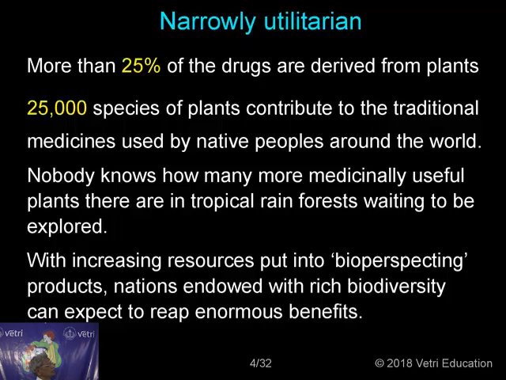More than 25% of the drugs are derived from the plants. As I was telling you, 25,000 species of plants contribute to the traditional medicines used by native peoples around the world. Nobody knows how many more medicinally useful plants are there in tropical rainforests waiting to be explored. So, many plants remain unexplored. They are in the tropical rainforests where man cannot approach and have a thorough study of the plants. So nearly 25,000 plants today we are using for medicinal purposes. With increasing resources being put into bioprospecting, nations endowed with rich biodiversity can expect to reap enormous benefits.